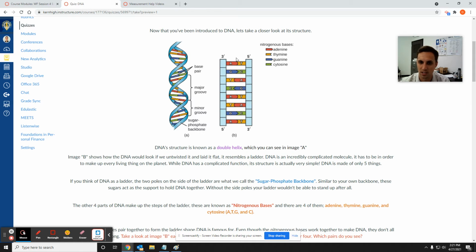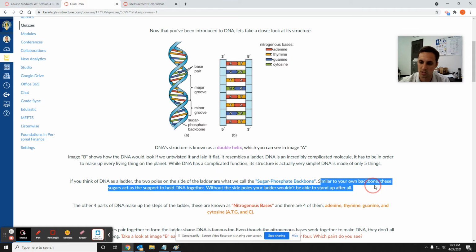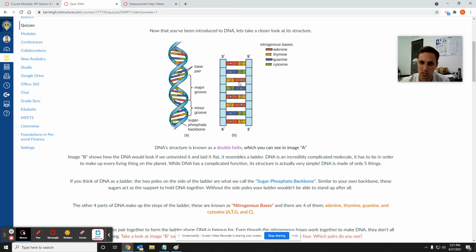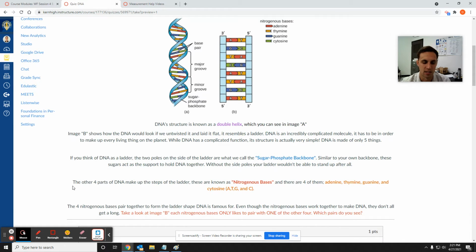The real magic is what's in the middle here. But you can't have the magic of the middle without the side support beams. Similar to your own backbone, these sugars act as the support. So these side poles are what supports the good stuff in the middle, just like a ladder. So what is in the middle? The other 4 parts. Remember I said DNA is made up of 5 parts. 1 part is the sugar phosphate backbone.